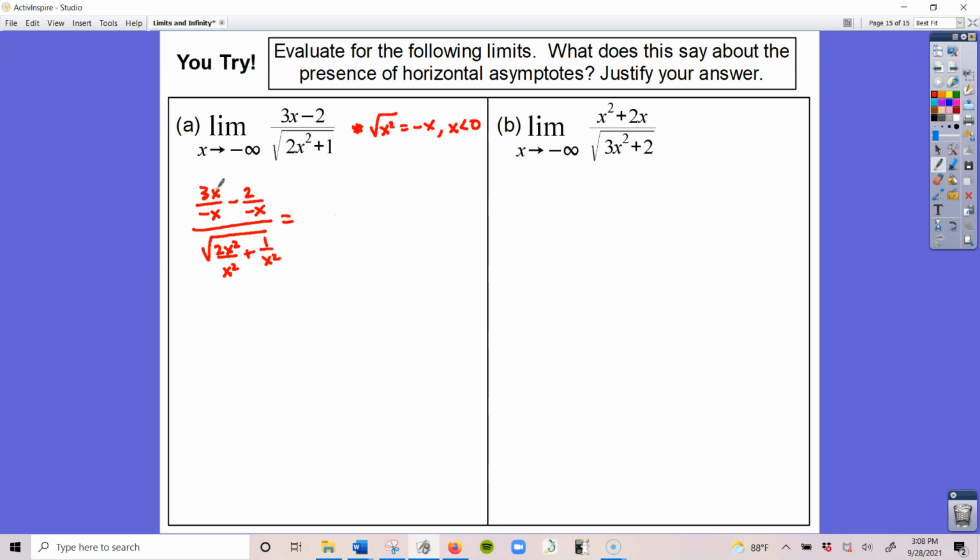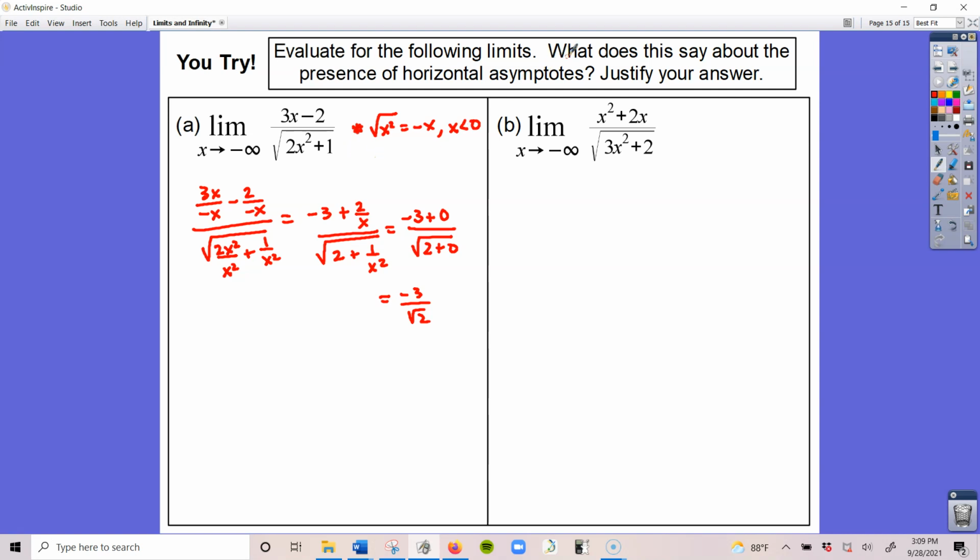Now let's simplify. 3x over negative x is negative 3 plus 2 over x, over the square root of 2 plus 1 over x squared. So now we plug in the negative infinity. So we got negative 3 plus 2 over infinity, which is 0, over the square root of 2 plus 1 over infinity, which is 0. And this is going to give me negative 3 over the square root of 2. There's nothing else that I can do here. This is my answer to that limit.